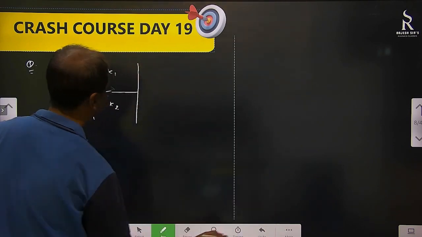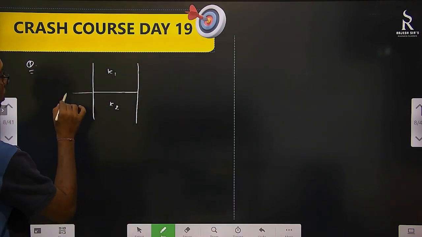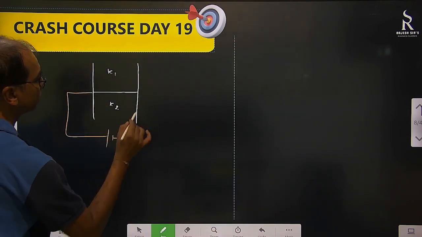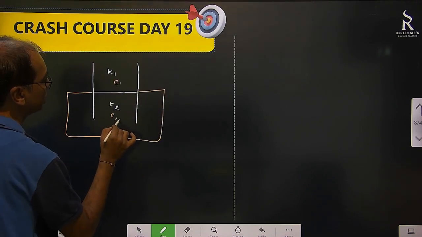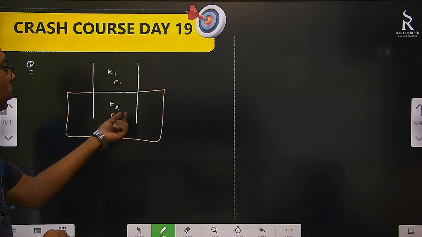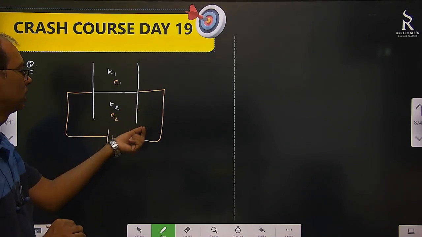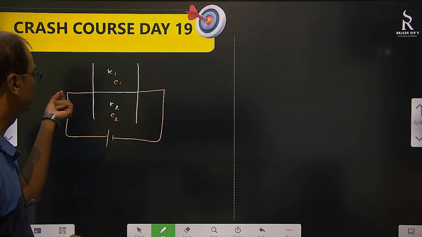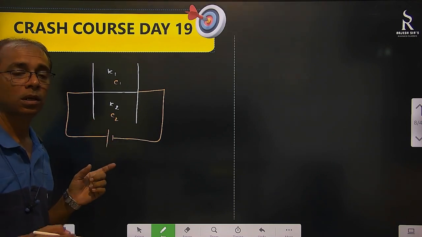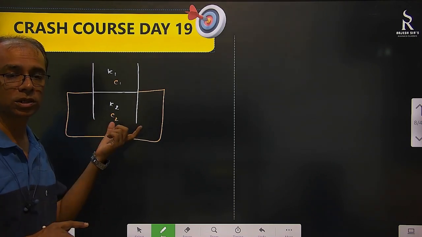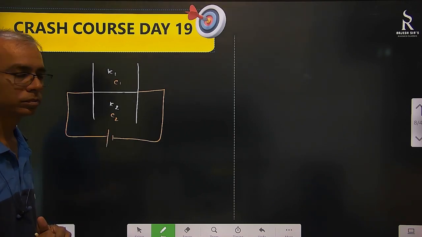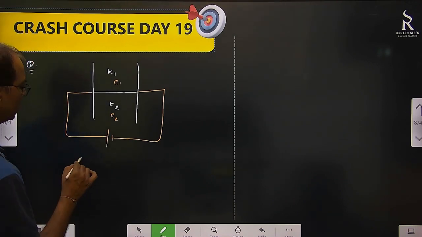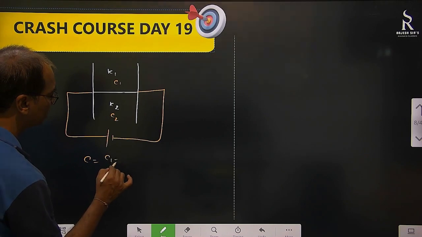What can we say in this one? This is connected with a battery and we are saying this is one capacitor and this is another capacitor. From here also charge is being taken by this battery, from here also charge is being taken by this battery. It will be taken till the potential difference across this as well as this is the same. That means a parallel connection. So in parallel connection we have C equal to C1 plus C2.